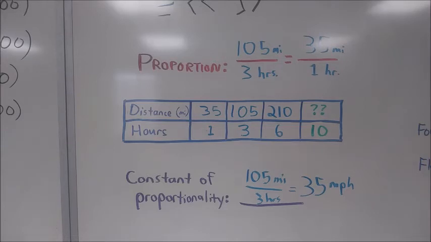Here, we can take the original ratio of distance over time that we knew from the beginning, 105 miles over 3 hours, and we can set it equal to one of the other ratios that we have in our table. You can use this proportion to find something that you don't know. In this case, the distance that you'll travel if you ride your horse for 10 hours. In order to solve this, we're going to have to employ a technique called cross multiplication.